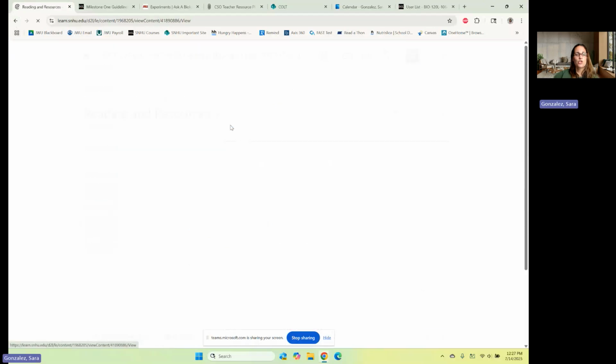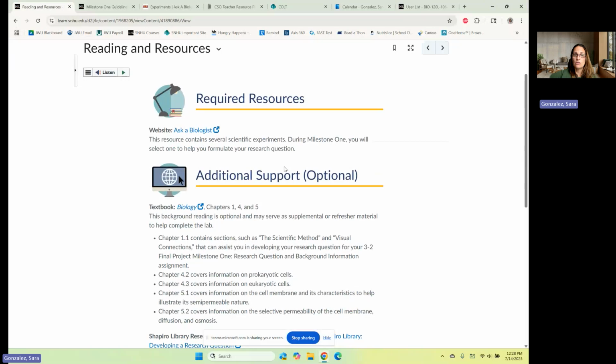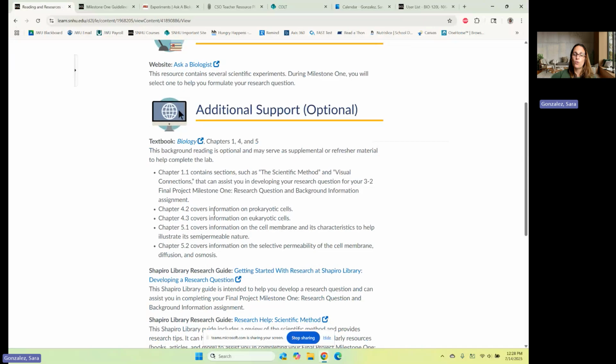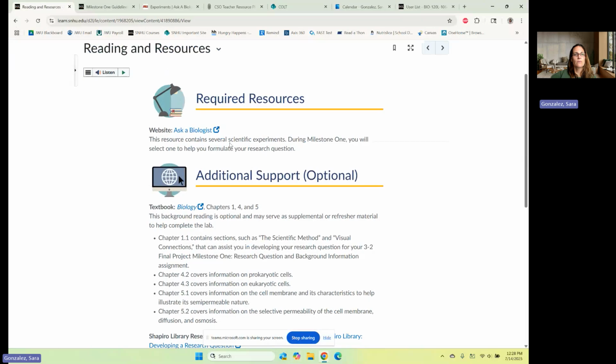The readings and resources will reflect some of the chapters in the textbook. So chapter 1, looking at the scientific method again, chapter 4, prokaryotic versus eukaryotic cells, and then chapter 5, looking more at the cell membrane, cell structure, and permeability in terms of the cell membrane and diffusion and osmosis. This is a link that you're going to be using for one of your assignments, and I'll show you this also in another area as well.